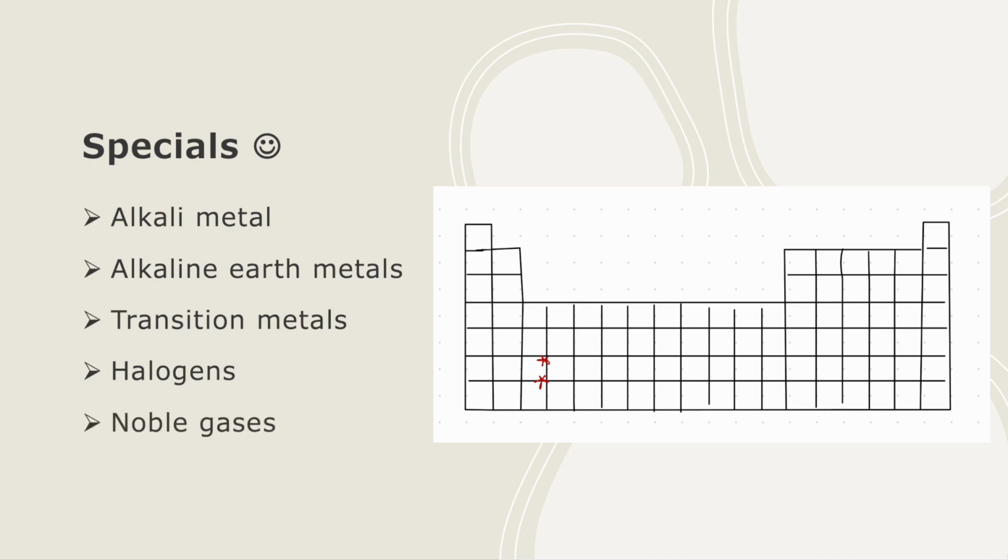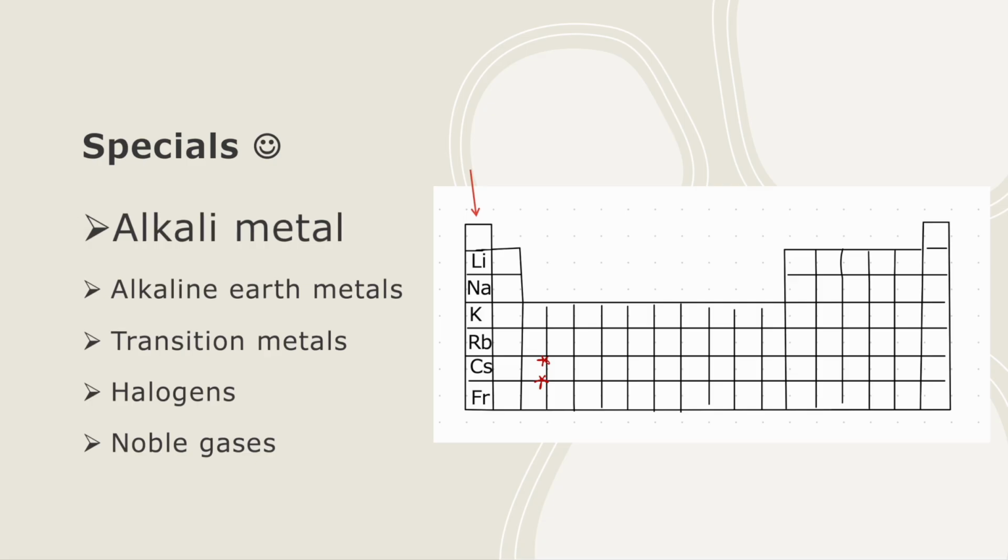So what is an alkali metal? Alkali metals are the elements in group 1 of the periodic table, except hydrogen. They are highly reactive metals with 1 electron in their outermost shell, which is also called the valence shell. Now, what are their properties? They are highly reactive, especially with water, forming hydroxide and hydrogen gas. They are soft metals and can be cut with a knife.